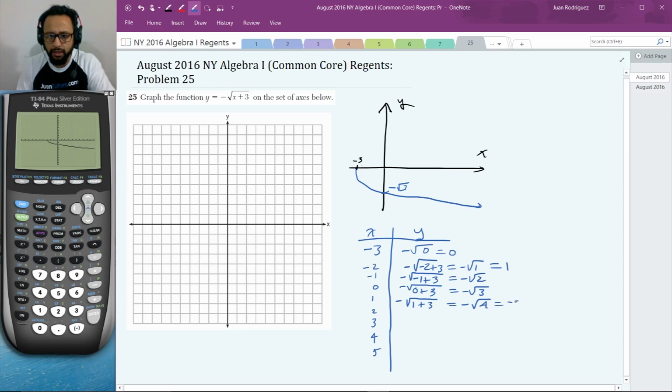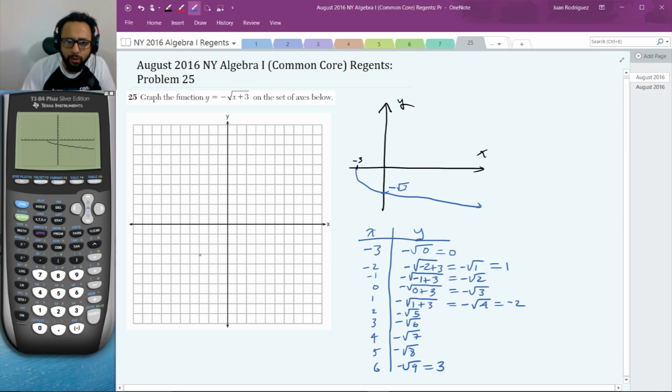And that's true. So this is negative radical 5, negative radical 6, negative radical 7, negative radical 8, and I'm going to plug in 6 and I get negative radical 9, which is equal to -3. There we go. So I can totally just graph those points. So -3, 0.